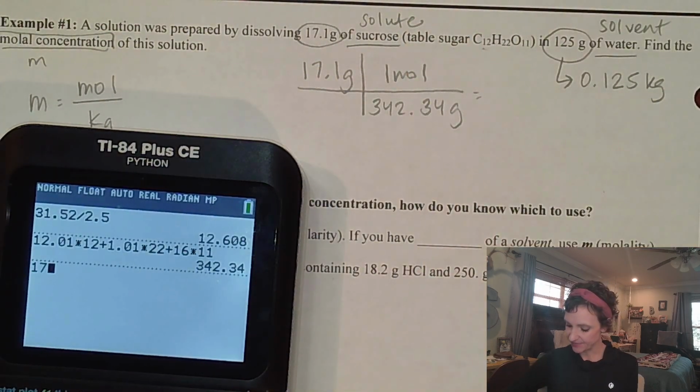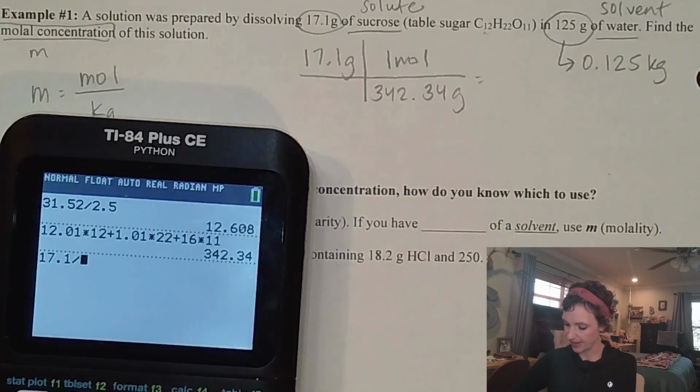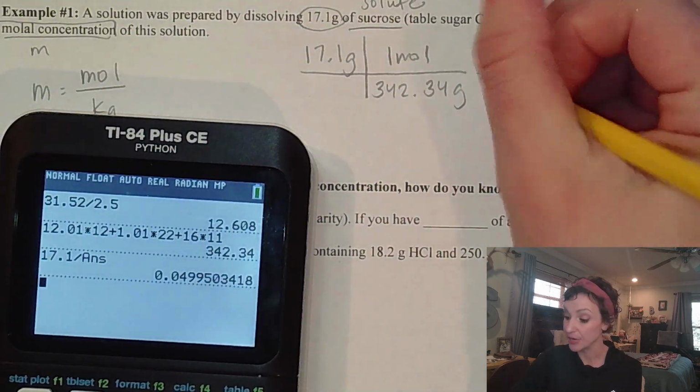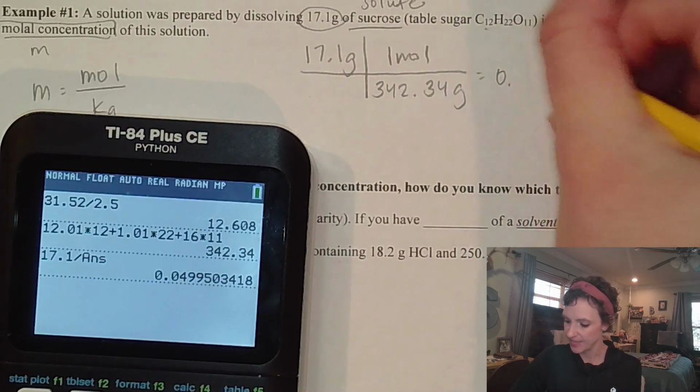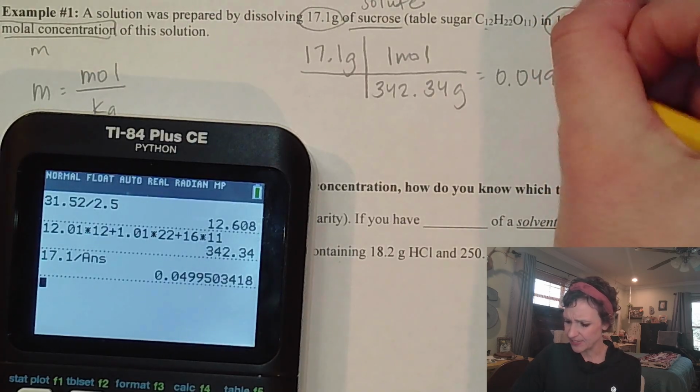Okay, so I'm going to take the 17.1 and I'm going to divide it by that molar mass, and that answer will be how many moles of sucrose I have in that solution. So I have 0.0. Once again, we're just going to give ourselves a few numbers here.